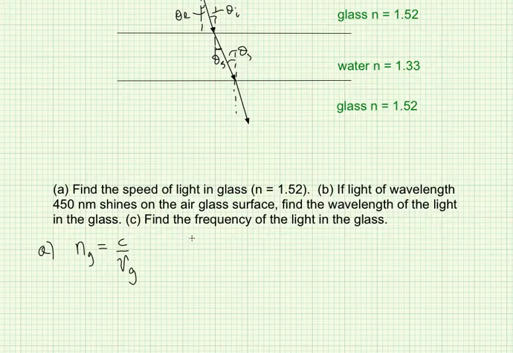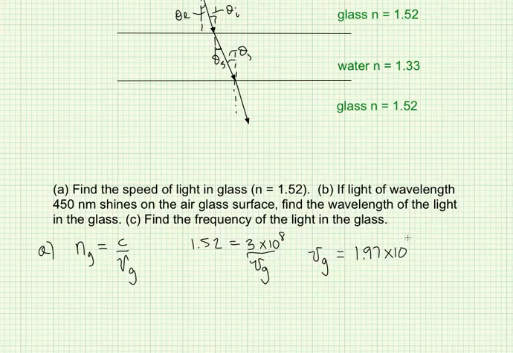The index of refraction of the glass was 1.52. The speed of light in air is 3 times 10 to the 8th. And I'm trying to find the velocity in the glass. The velocity in the glass is going to be smaller because it's more dense than air. And I get a value of 1.97 times 10 to the 8th meters per second. So it slowed down when it entered the glass.